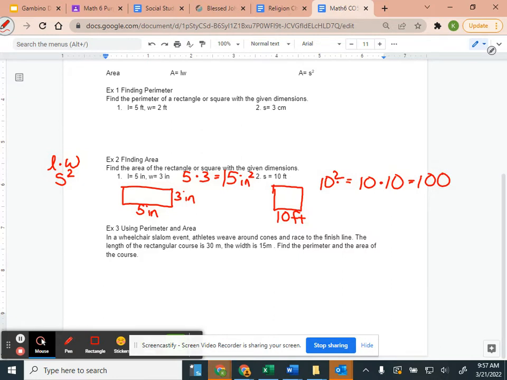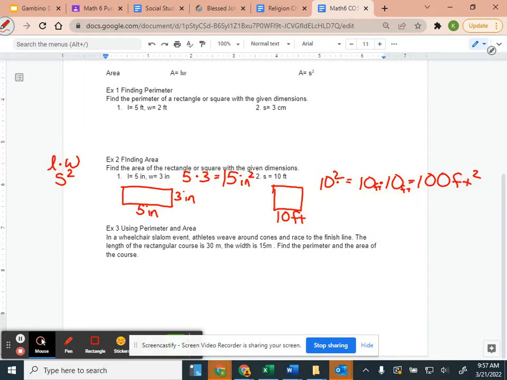Tristan? Feet. Do I just put feet? Because it's 10 feet times 10 feet. It's going to be squared because we did feet times feet. So it would be 100 feet squared.